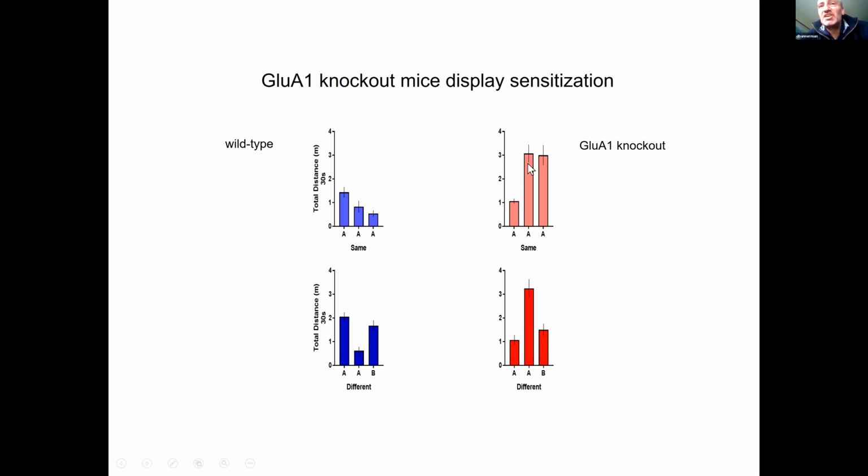So this sensitization, this increase in attention that the GluA1 knockouts are paying, again, is stimulus specific. It's present based on recent experience of A, but if you go to a novel stimulus, levels of attention go back down again. This is a really important result because it shows that the GluA1 knockouts do have a memory of context A, but they're expressing that memory in a very different way from the wild type mice.